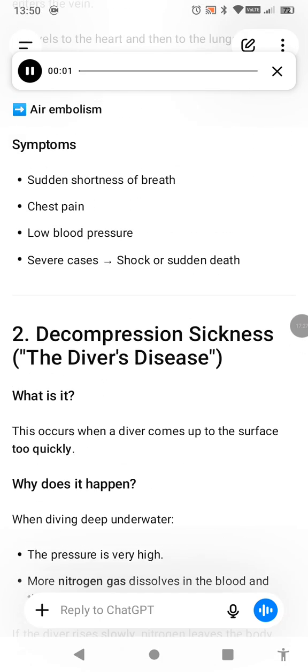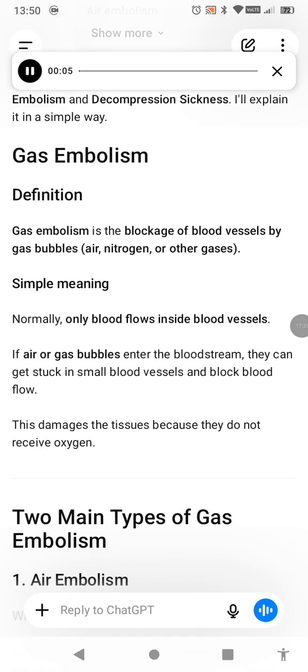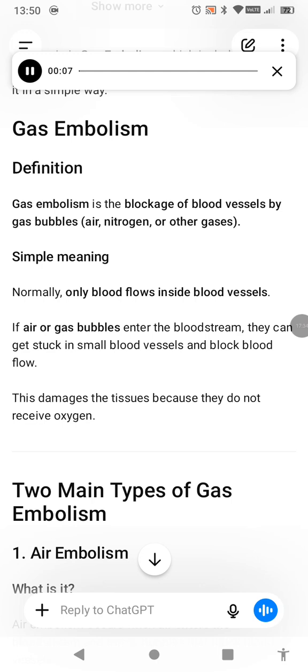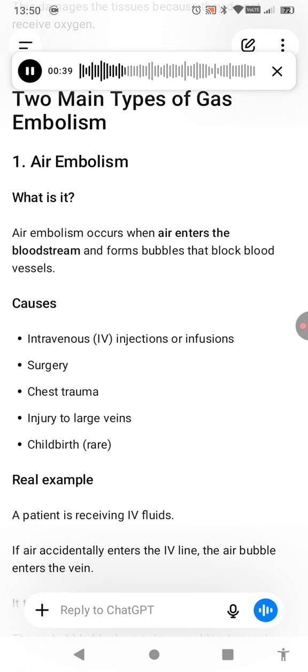This topic is gas embolism, which includes air embolism and decompression sickness. I'll explain it in a simple way. Gas embolism. Definition. Gas embolism is the blockage of blood vessels by gas bubbles, air, nitrogen, or other gases. Simple meaning. Normally, only blood flows inside blood vessels. If air or gas bubbles enter, there are two main types of gas embolism. Air embolism, what is it? Air embolism occurs when air enters the bloodstream and forms bubbles that block blood vessels.